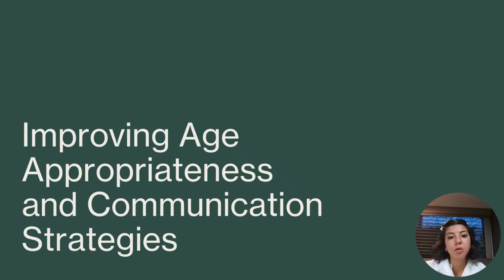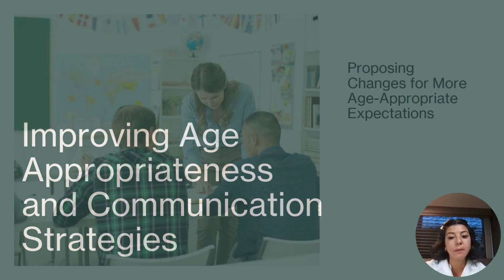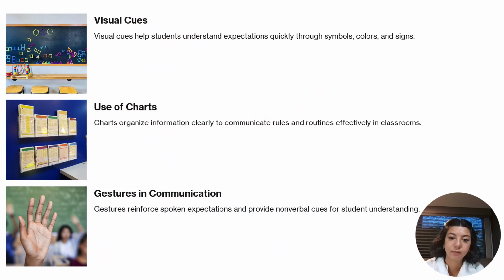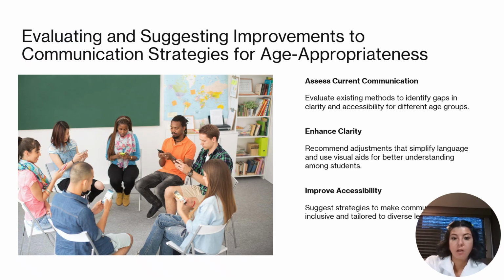We will explore how to propose changes for better age appropriateness, explain communication methods with tools and images, and evaluate strategies for improvement. Suggest modifications to expectations to better match the developmental abilities and interests of the age group, enhancing student engagement. So, assess current communication methods and recommend improvements that make expectations clear and more accessible to students.